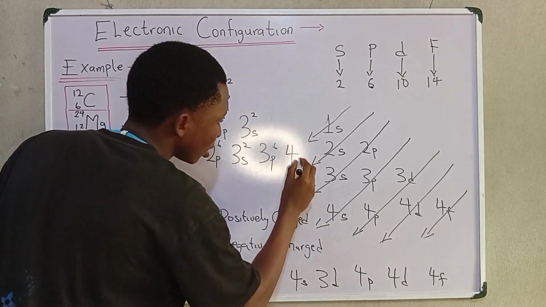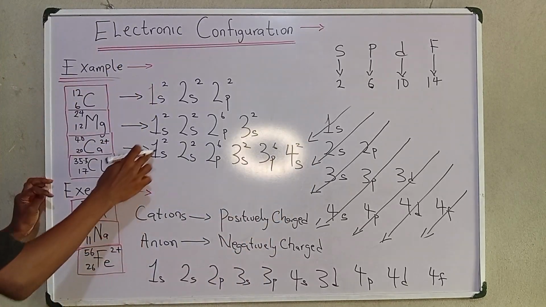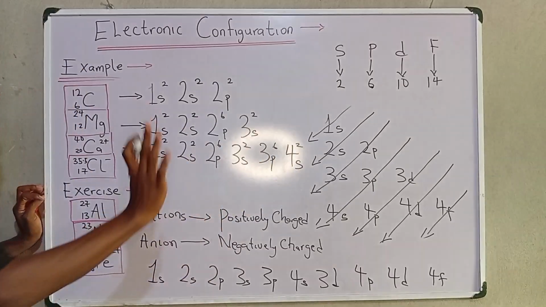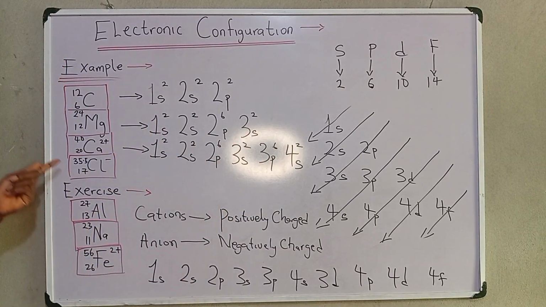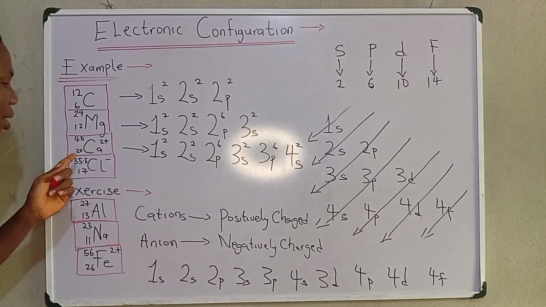The next thing is what? 4s. Now, I believe it's complete. 2 plus 2, 4, plus 6, 10, plus 2, 2 plus 2, 4, plus this is 10, which is 20 all together. We've gotten the normal electronic configuration of calcium.